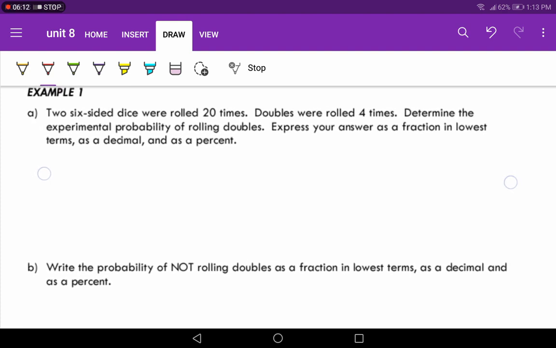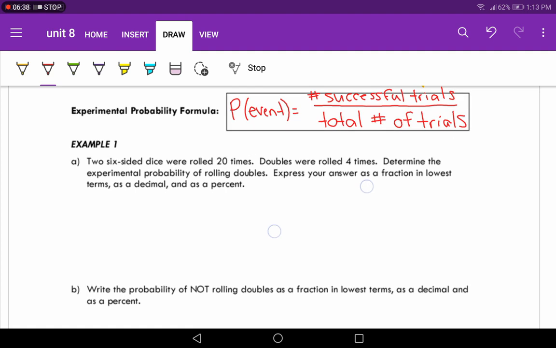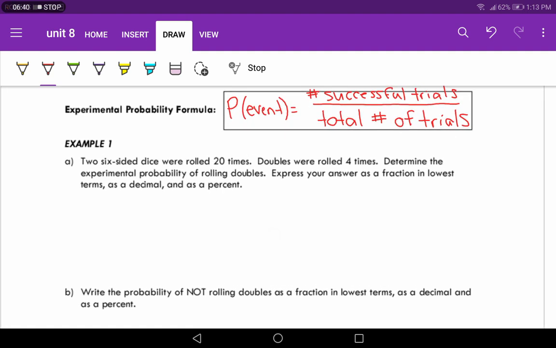So first example, it says 2 6-sided dice were rolled 20 times. Doubles were rolled 4 times. Determine the experimental probability of rolling doubles. Express your answer as a fraction in lowest terms, as a decimal, and as a percent. So we want to express our answer in all 3 possible ways. So we need to use that exact formula that we just wrote out, right? We need to know the probability of rolling doubles. We know that doubles were rolled 4 times out of a total of 20.